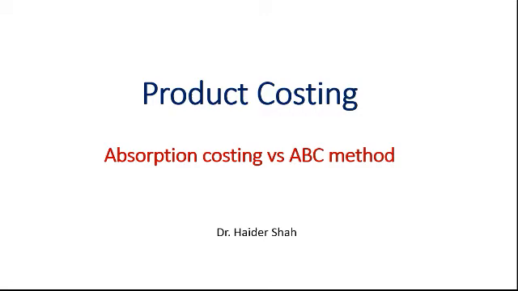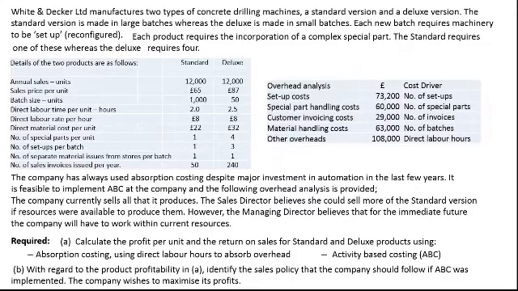Okay, this is an example of product costing where absorption costing method has been compared with activity-based costing method. So this is the information that has been given to us. It's about White and Decker Limited, which manufactures two types of concrete drilling machines. One is standard, the other is deluxe. So these are the two versions.